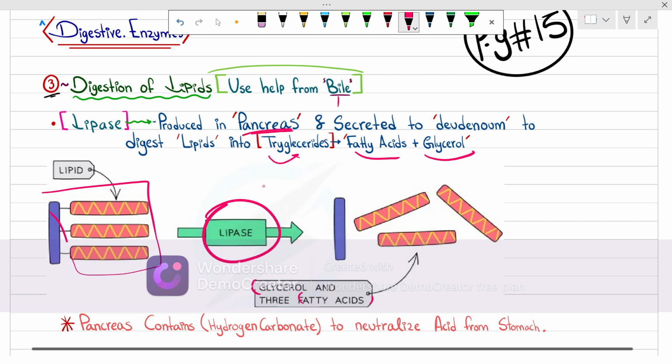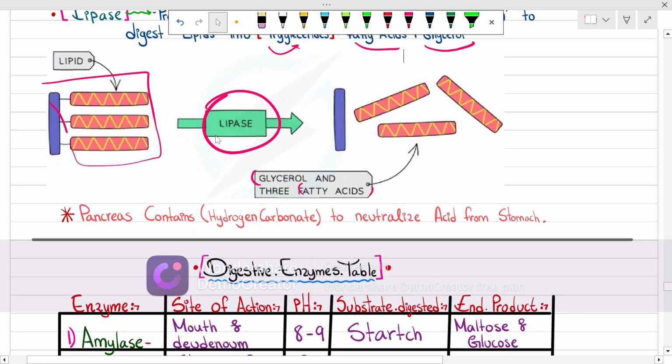Lipase is produced in the pancreas and secreted into the duodenum. Pancreatic juice contains hydrogen carbonate to neutralize the acid from the stomach.